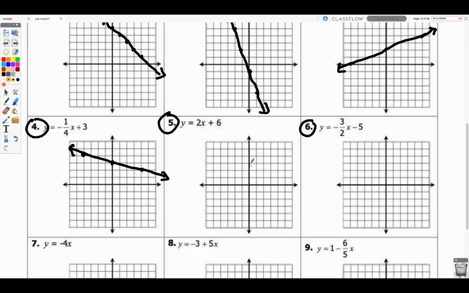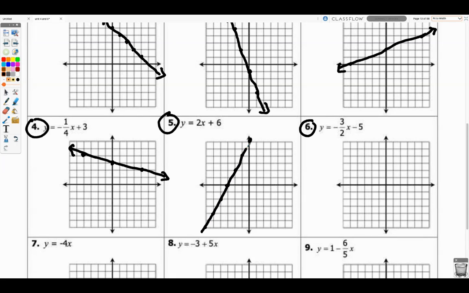6, 1, 2, 3, 4, 5, 6. Oh, I can't go up 2, right 1. So how about I go down 2, left 1? It's still a positive slope. The guy is walking up the hill. And I don't need to do all this. Two points make a line, but you know me, I like to get as straight a line as possible.